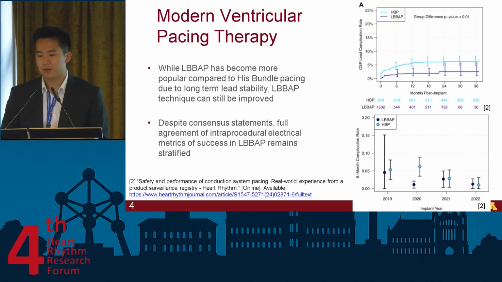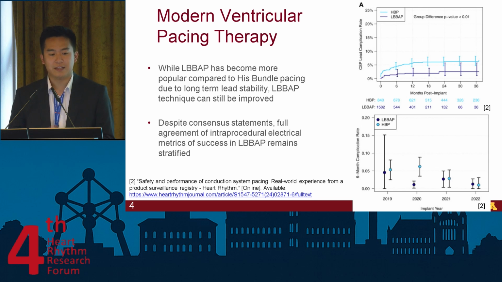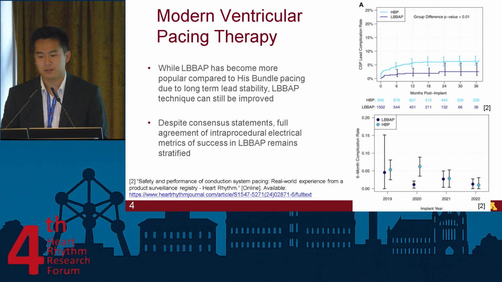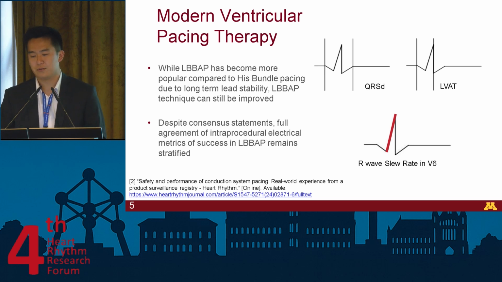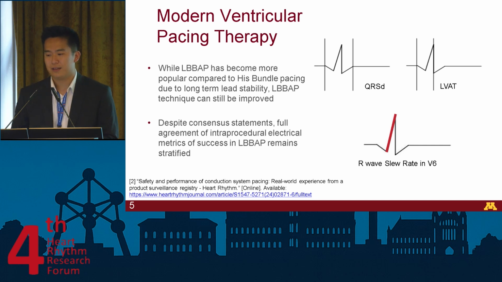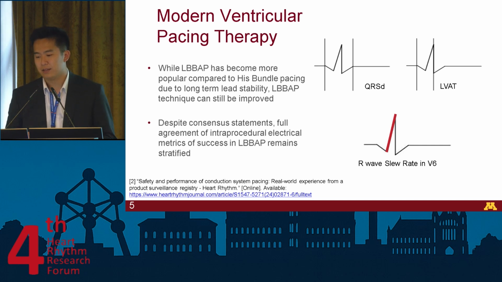Modern ventricular pacing therapy has become more popular compared to His bundle pacing due to its long-term lead stability, but once again, left bundle branch area pacing technique can still be improved. And despite many consensus statements, full agreement on the interprocedural metrics, specifically the electrical metrics of success in left bundle branch area pacing, remains stratified. So things that will probably be familiar to you all are QRS morphology, LVAT, left ventricular activation timing, and also R wave slew rate, so the slope of the R wave complex in V6.